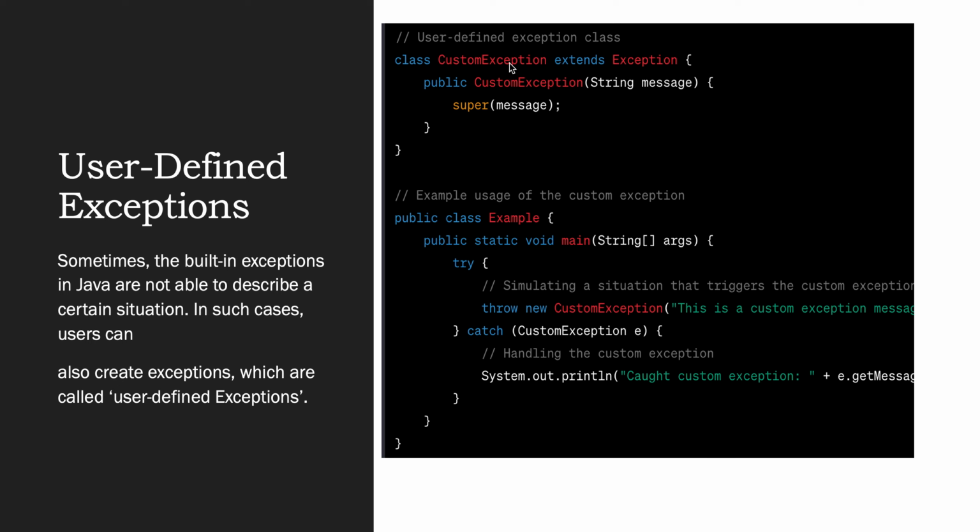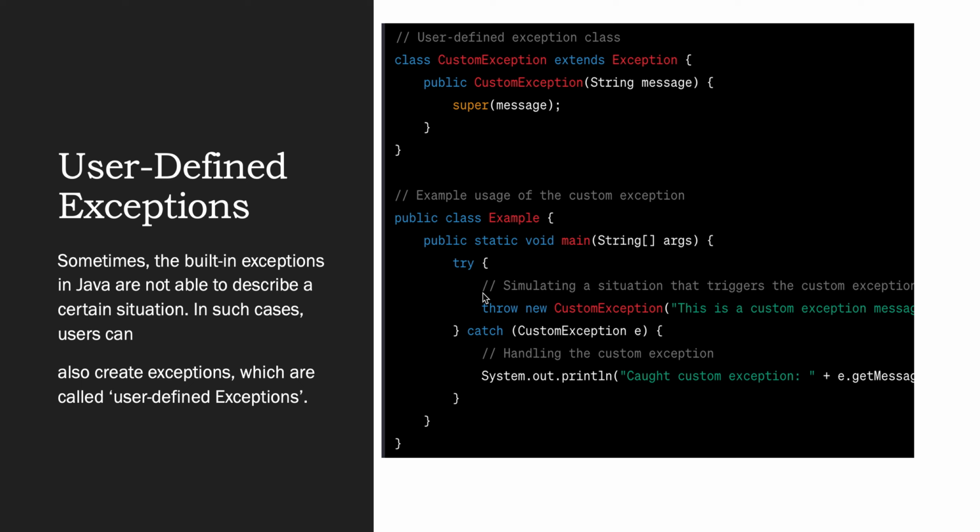We can create one class, extend Exception, and here we can provide a constructor of the custom exception with some message, and this message we can pass to the Exception class, because inside the Exception class there is a constructor which takes a String argument. So whatever message we pass is going to be passed directly to the Exception class. In this way we can create the user defined exception, and let's see how we can use it.